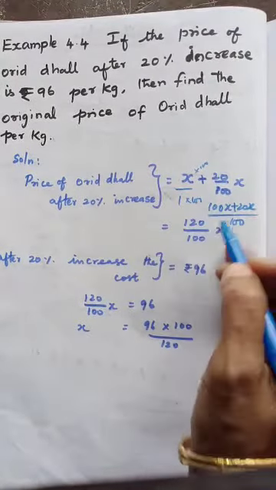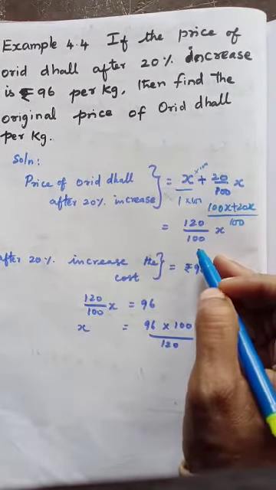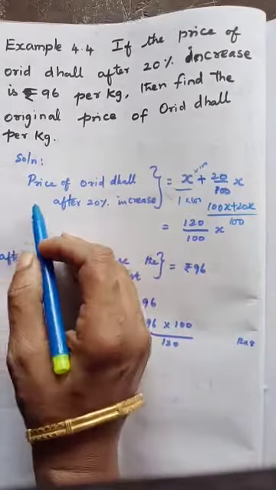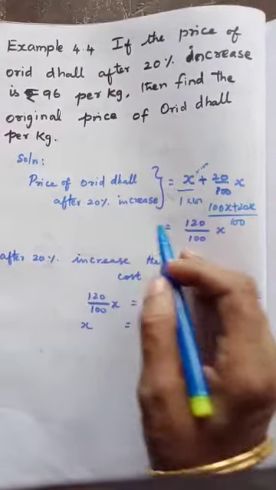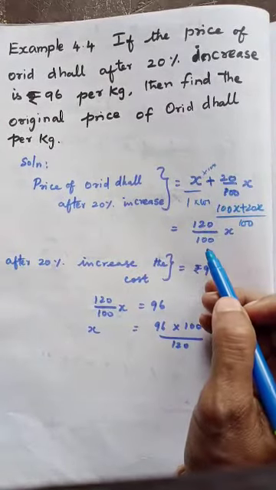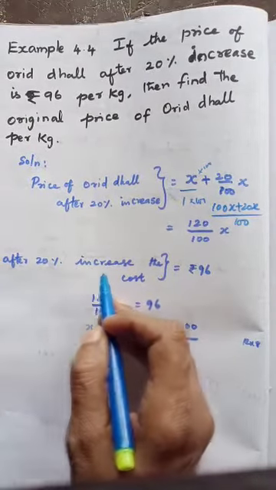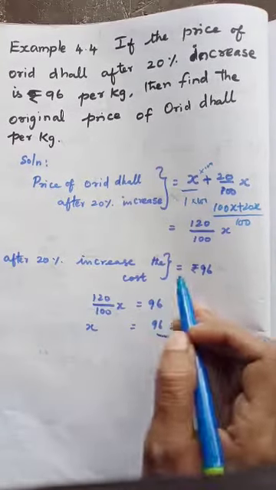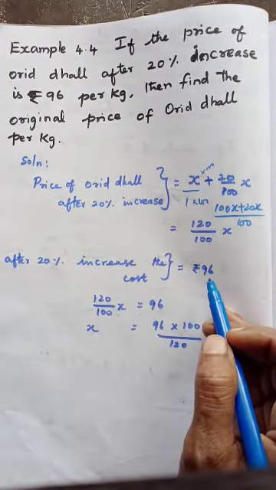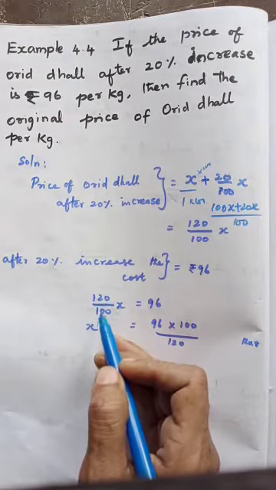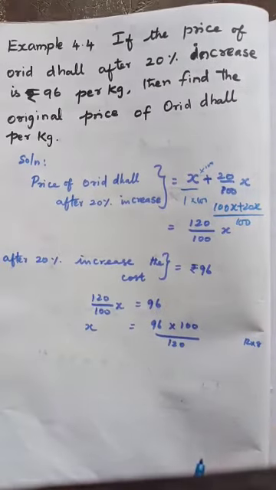That is 120x by 100. So the price of Urad dal after a 20% increase is 120 by 100x. After the 20% increase, the cost is rupees 96. So 120 by 100x is equal to 96.